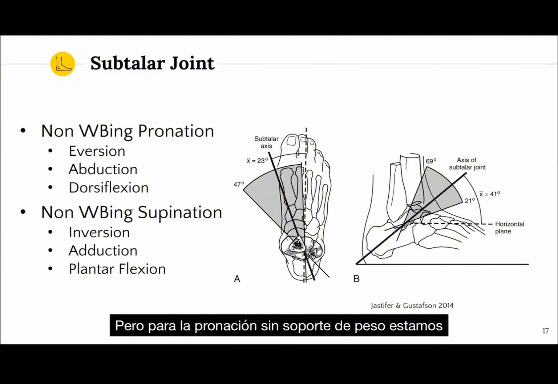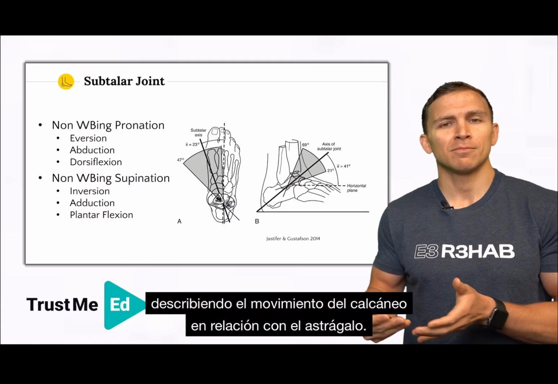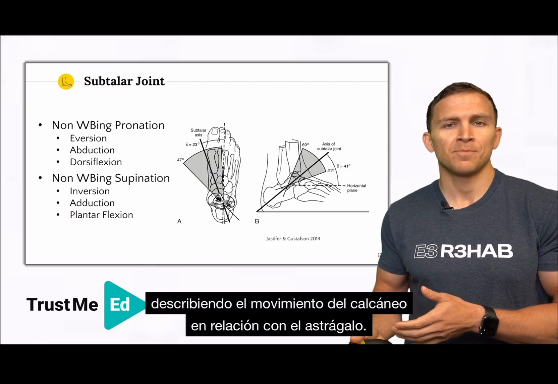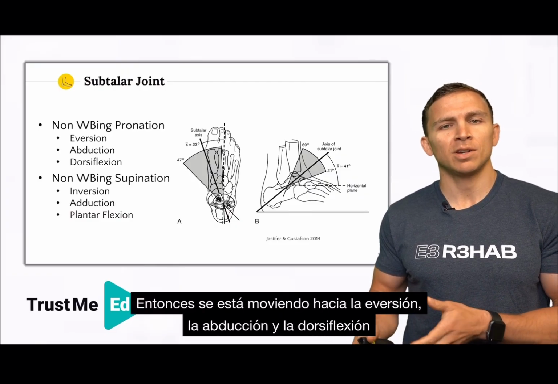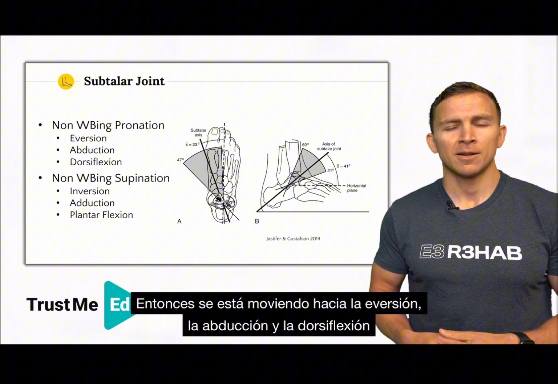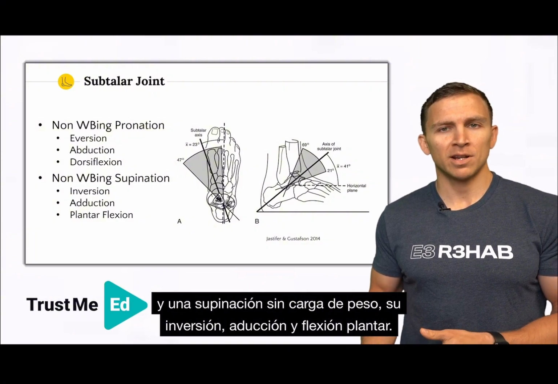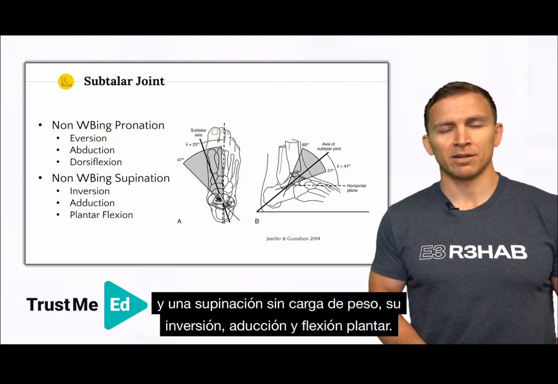But for non-weight-bearing pronation, we're describing the calcaneus moving relative to the talus. So it's moving into eversion, abduction, and dorsiflexion. And in non-weight-bearing supination, it's inversion, adduction, and plantar flexion.